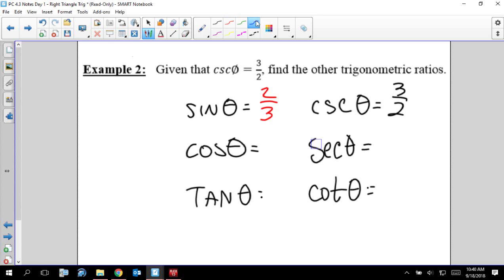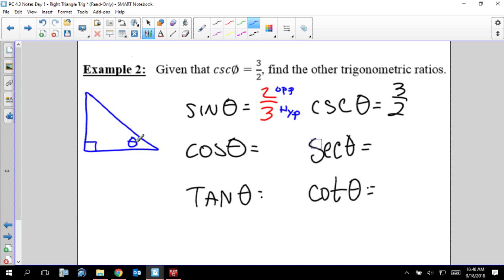I know the opposite and the hypotenuse. Now, I'm a visual person, so I draw a triangle. You don't have to draw a triangle. You should have enough information to find it, but I like to have the triangle there. So I'm going to draw a right triangle and put theta wherever I want to.